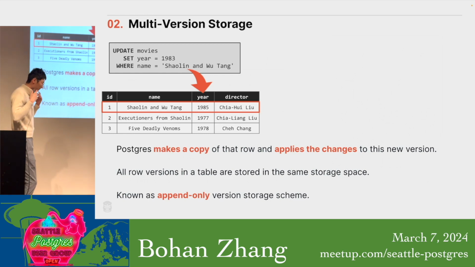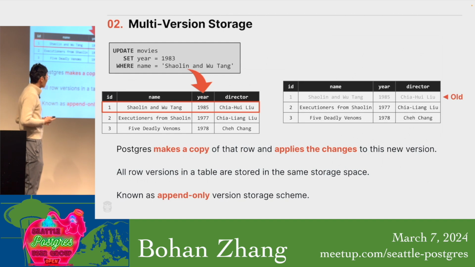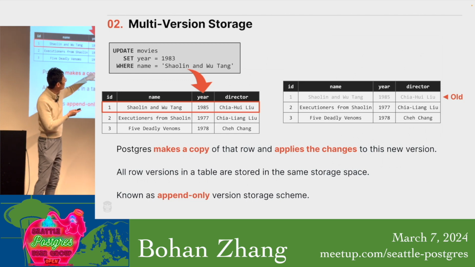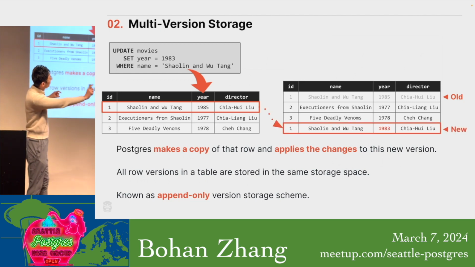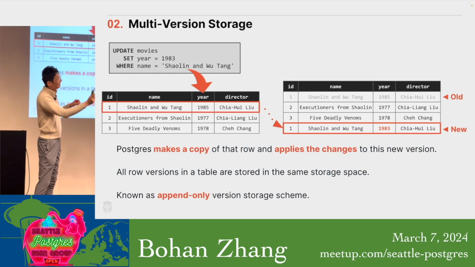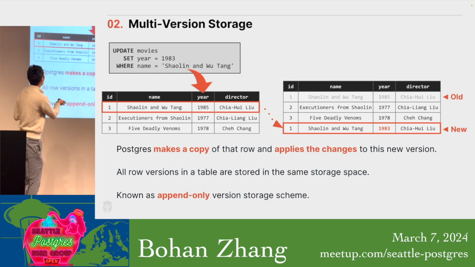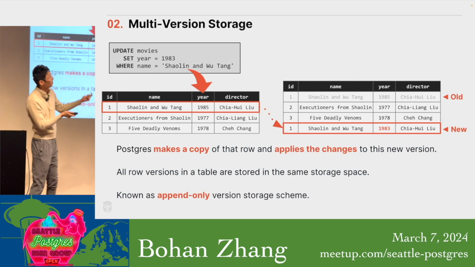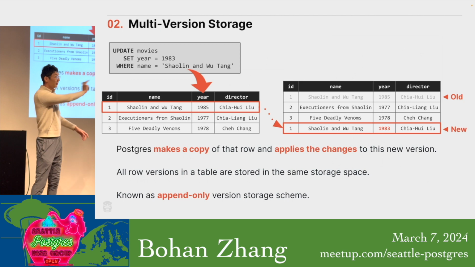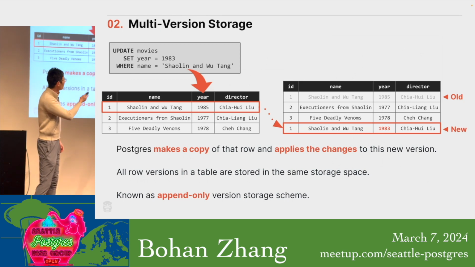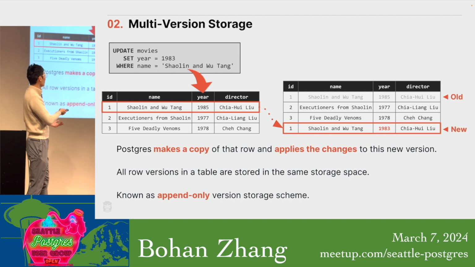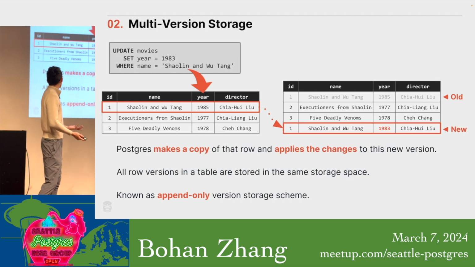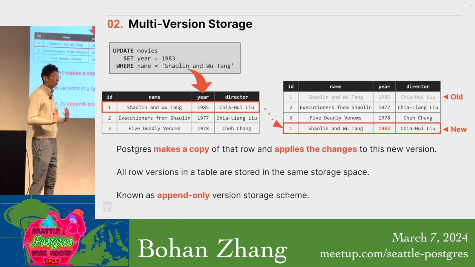So how does Postgres do that? First, Postgres makes a copy of that row. You can see on the red table, the first row is the old one, and it makes a copy of that at the bottom. So it makes a copy of the row and applies the changes. We change the year from 1985 to 1983. So we have an old version and a new version. All versions in the table are stored in the same storage space. This is known as the append-only version storage scheme.